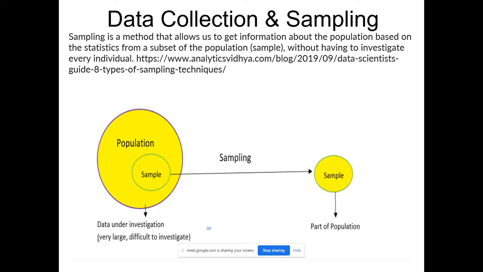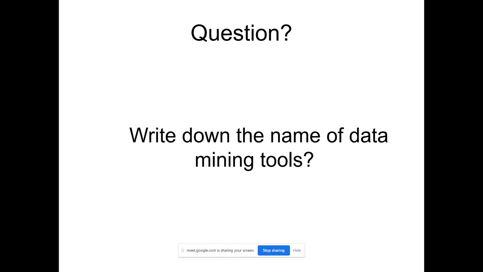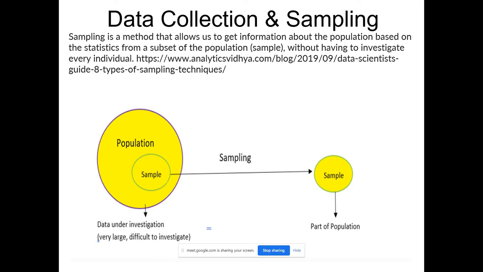Now this is data collection. Sampling is the method that allows us to get information about a population based on the statistics from a subset of the population, without having to investigate every individual. So in the shop you don't want to investigate all the dresses, you only take out a few. So from the population you take out the sample. This is called sampling, a part of the population. All the dresses are the complete population of that shop, and from that you are taking the sample.